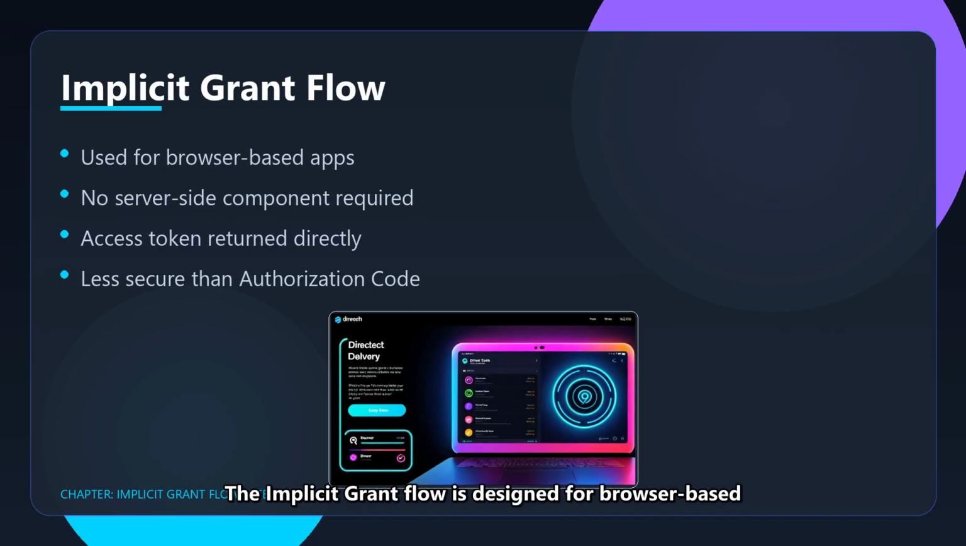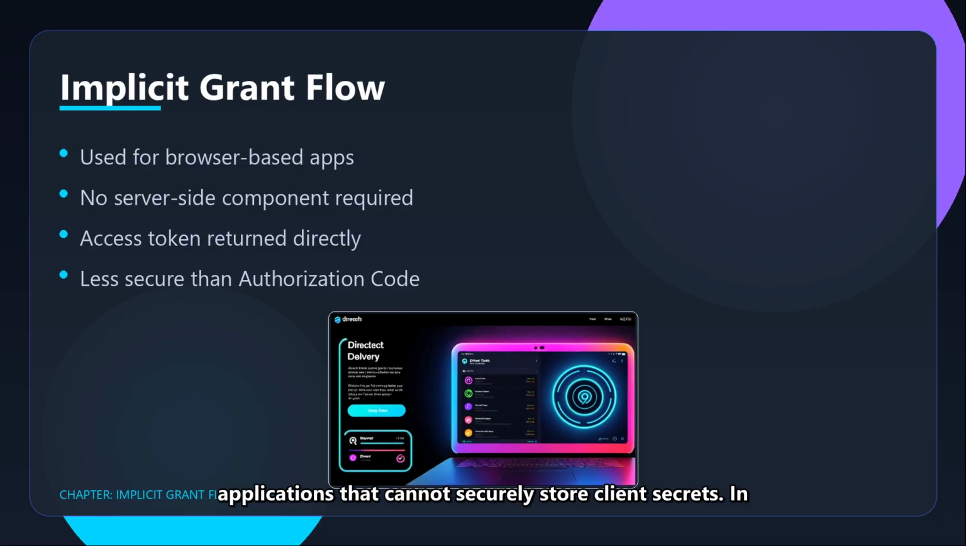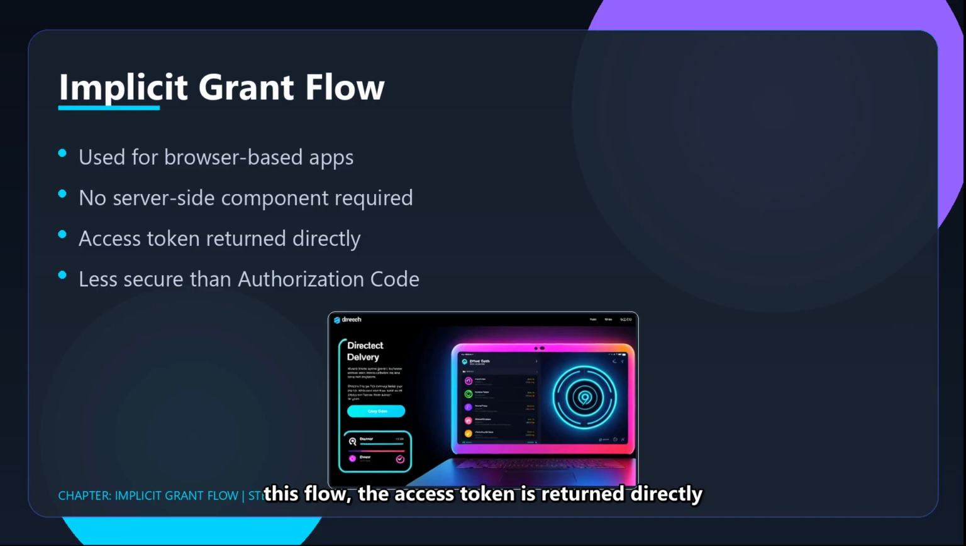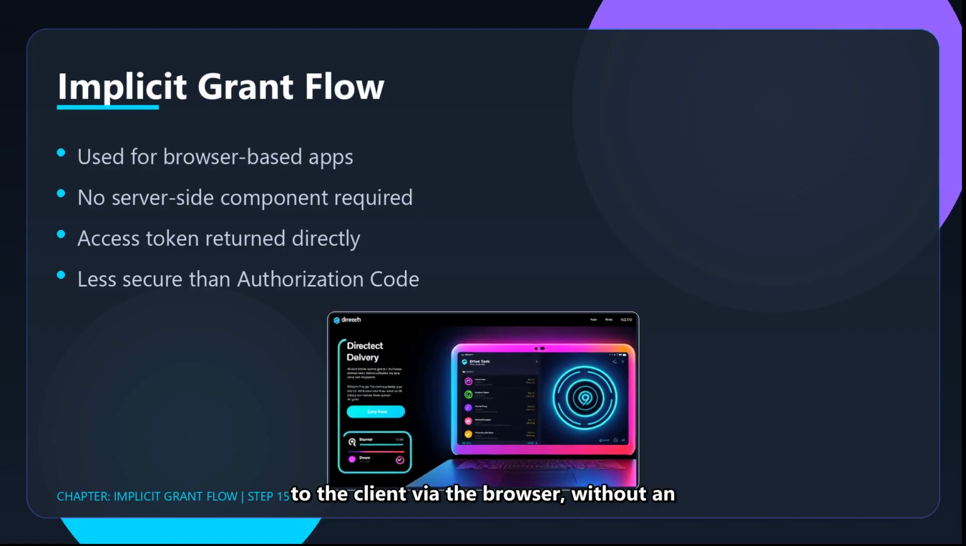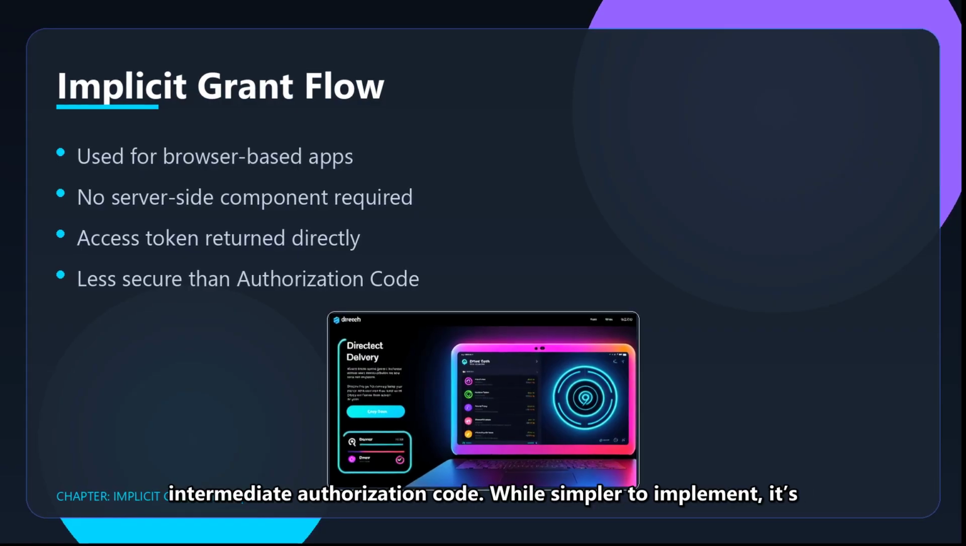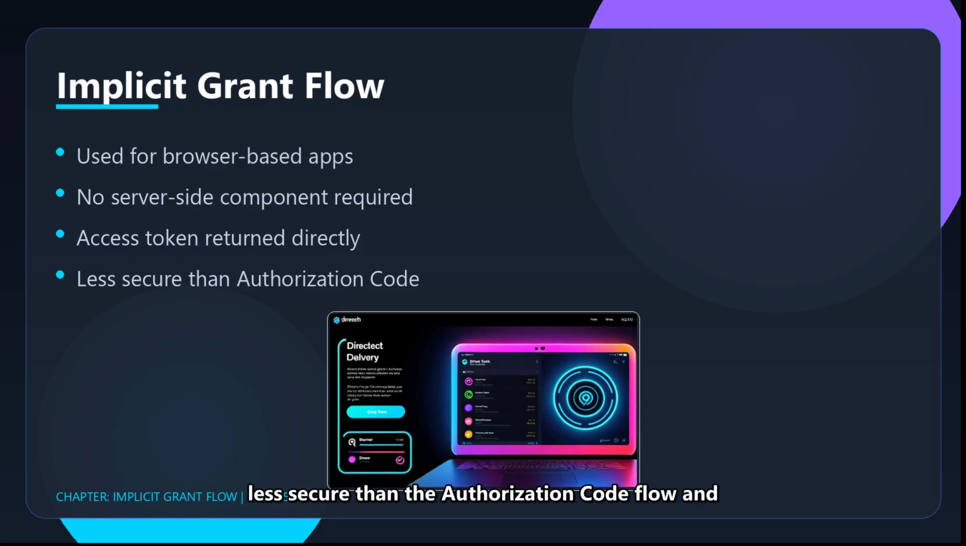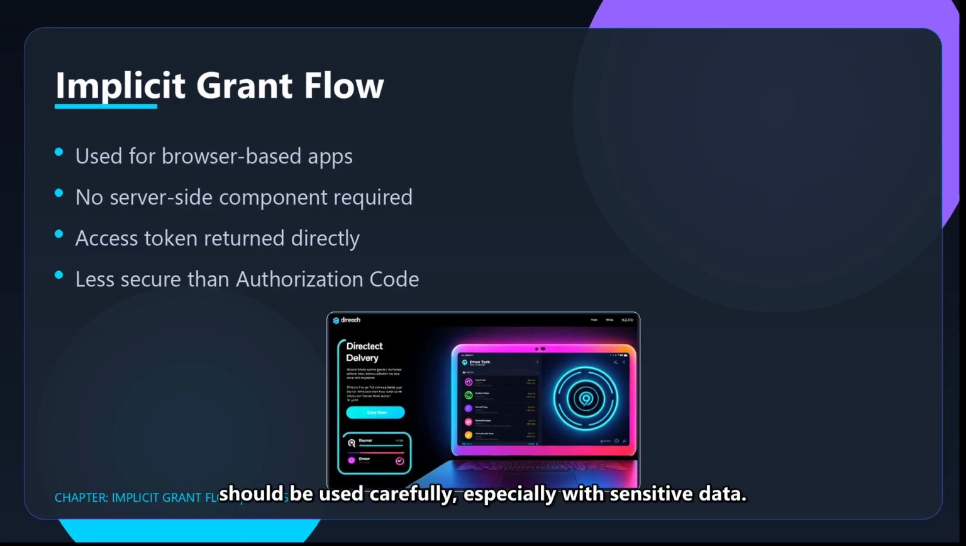The implicit grant flow is designed for browser-based applications that cannot securely store client secrets. In this flow, the access token is returned directly to the client via the browser, without an intermediate authorization code. While simpler to implement, it's less secure than the authorization code flow and should be used carefully, especially with sensitive data.